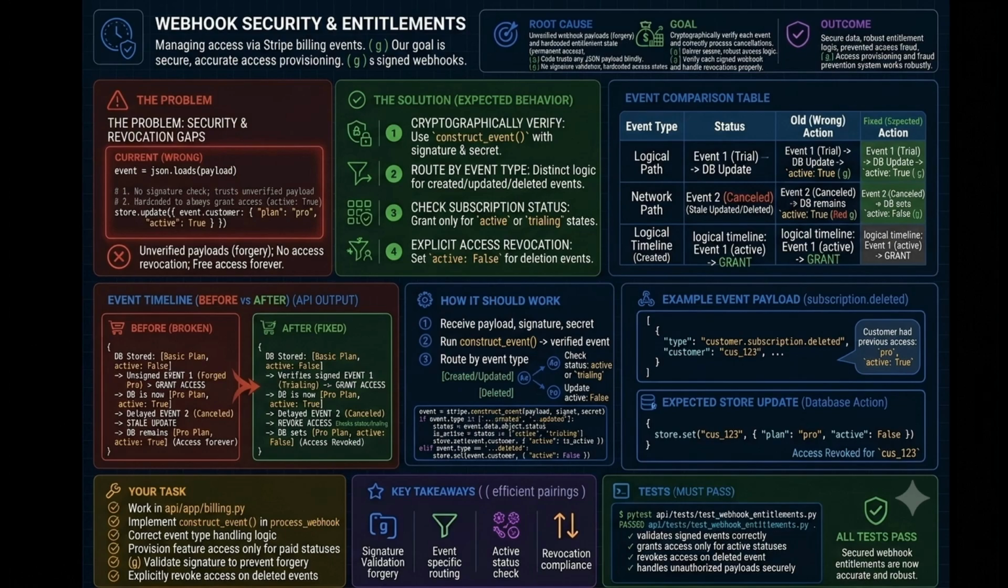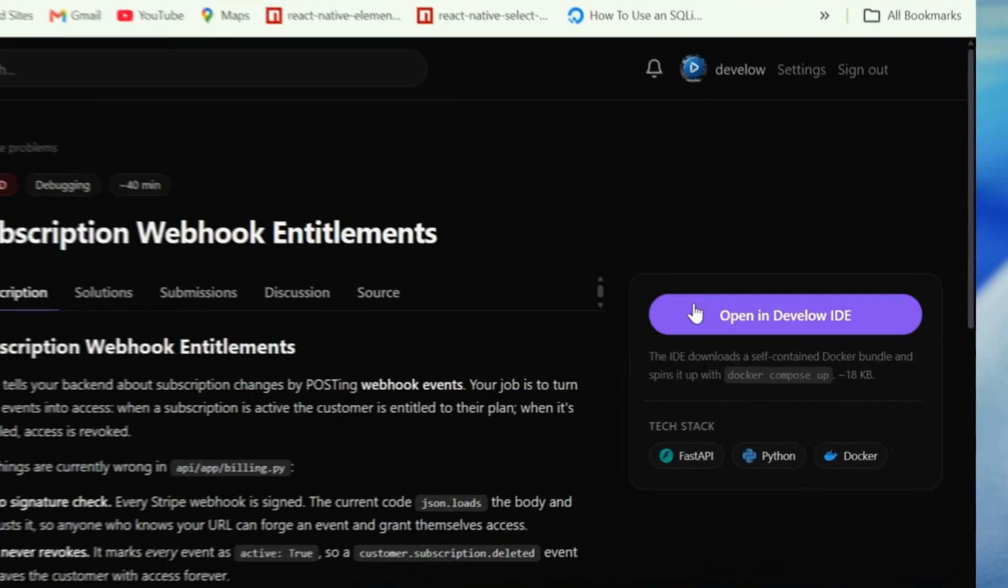We will secure the endpoint using Stripe's construct event method to cryptographically verify every payload. We will also fix the entitlement logic, granting access only if a subscription status is active or trialing, and explicitly revoking access when a cancellation event is received. Let's jump straight into the Develow editor.